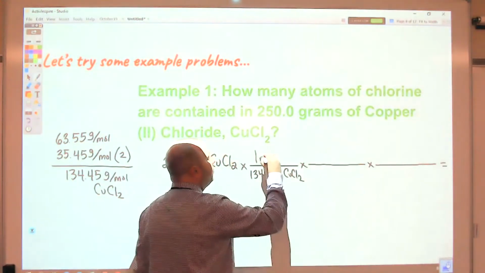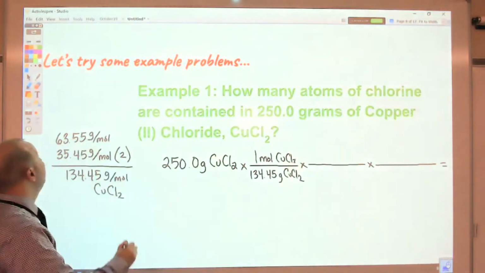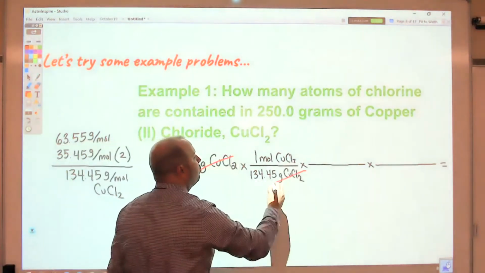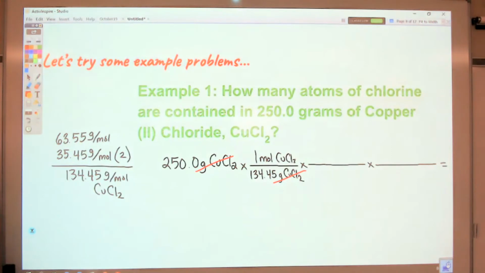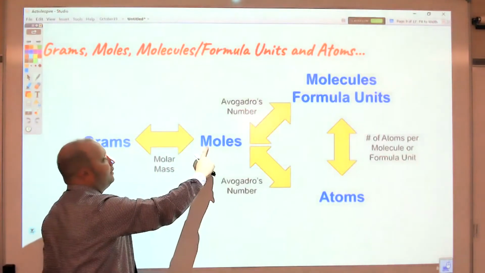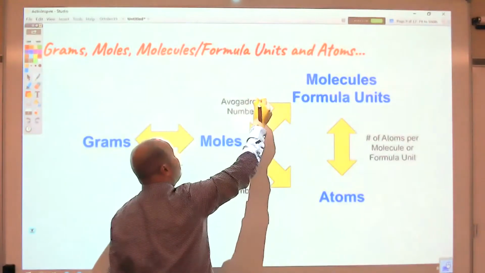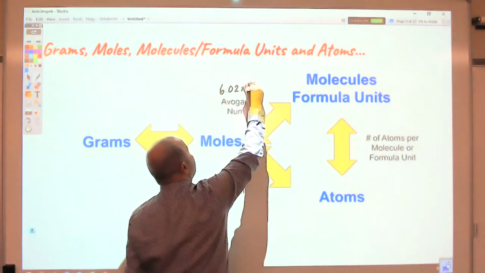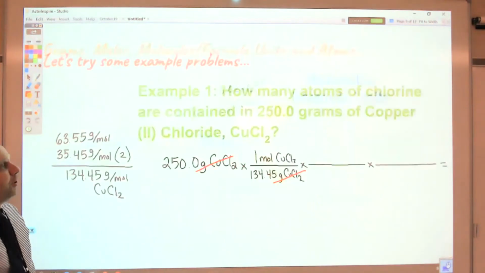That is the number of grams in 1 mole of CuCl2. That will allow me to cross out my unit of grams. So grams is now gone. In my second conversion, if I go back to my map, I've just gone from grams to moles. Now I have to go up to formula units, and I'm going to do that using Avogadro's number, 6.02 times 10 to the 23rd.